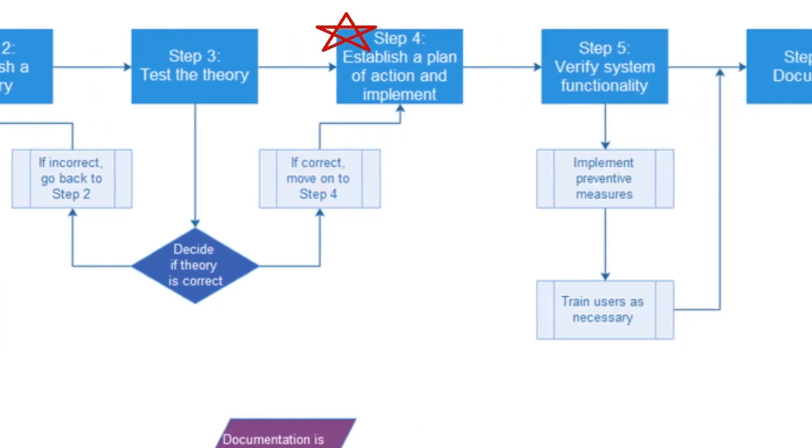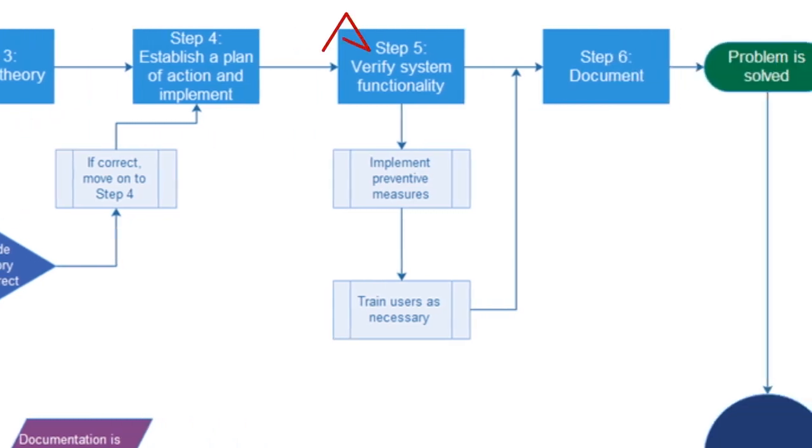Step four, establish a plan of action and implement it. You know, whatever it might be. It could be plugging in the computer, or it could be changing out the power supply, or fixing the power button. Who knows? I don't know what the answer is going to be. You don't know what the answer is going to be until you test that theory. So once you figure that out, you want to establish the plan of action. Whatever that is, fix it, implement that solution.